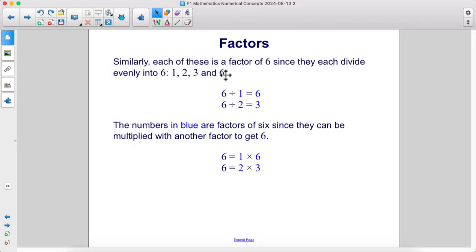Similarly, each of these is a factor of 6 since they each divide evenly into 6. 1, 2, 3, and 6. 6 divided by 1 is 6. 6 divided by 2 is 3, for example. The numbers in blue are all factors of 6, since they can be multiplied with another factor to get 6. So for example, 1 times 6 is 6, 2 times 3 is also 6.